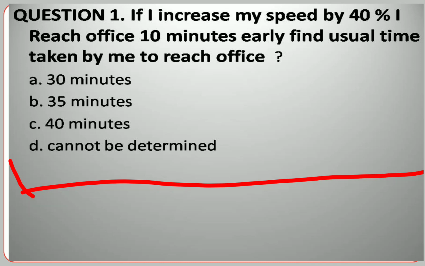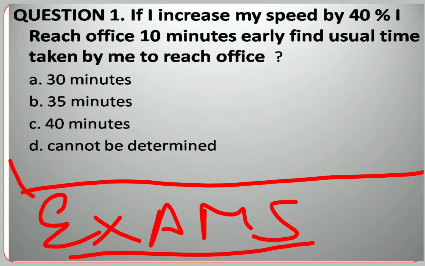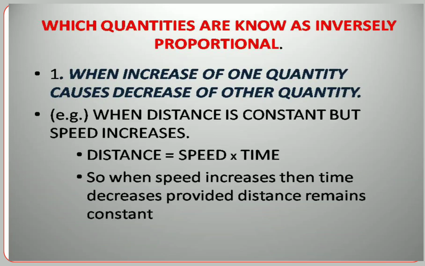If I increase my speed by 40%, I reach office 10 minutes early. Find the usual time taken by me to reach office. Guys, this question you can see in most of the exams. So first of all, let's understand what this question is trying to say. See, a person is increasing his speed by 40% and reaches office 10 minutes early. So we have to find the usual time taken by him, right?